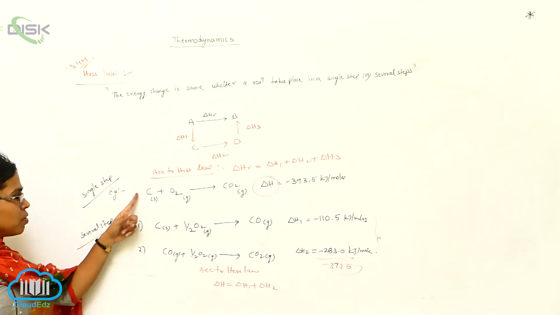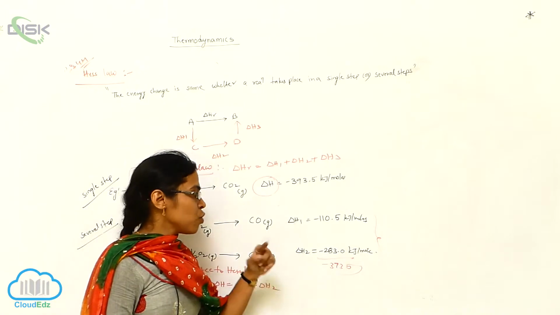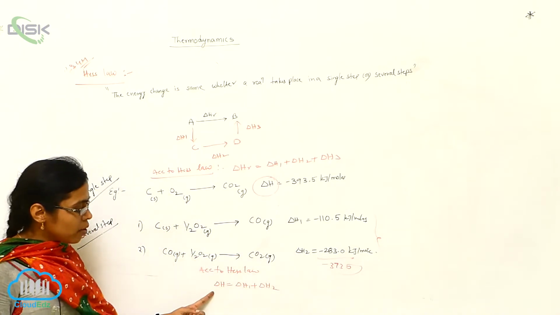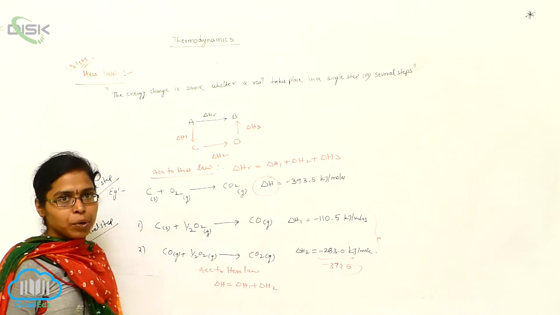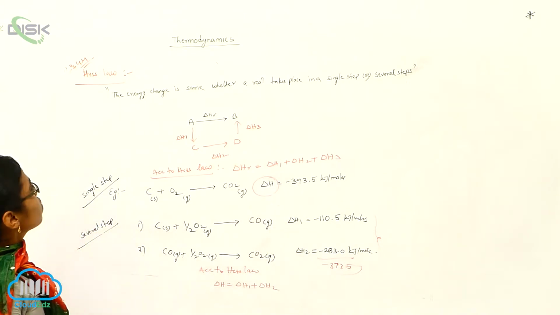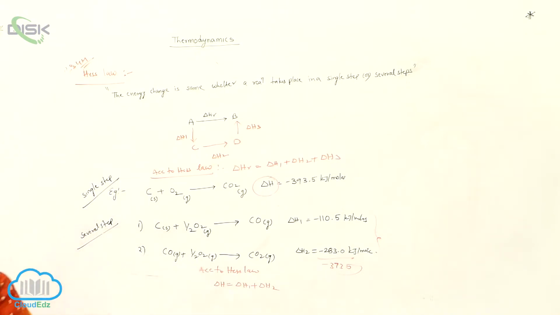In the several step mechanism, this reaction possesses two steps. The enthalpy changes of the two steps are delta H1 and delta H2. According to Hess Law, delta H is equal to delta H1 plus delta H2. That is also proved. It is the Hess Law of conservation. Okay, it is very, very important in this chapter.